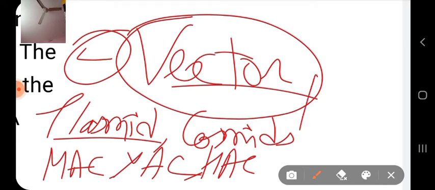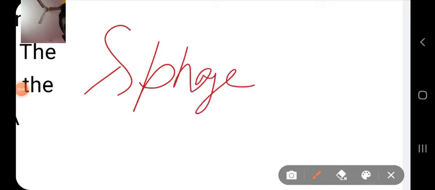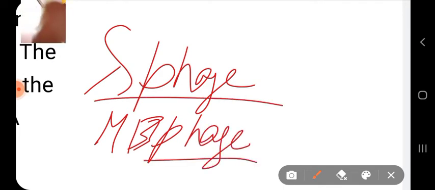We can also use bacteriophage as a vector, for example the lambda phage, and M13 phage can be used. Lambda phage and M13 phage can be used as vector molecules for carrying our desirable DNA.